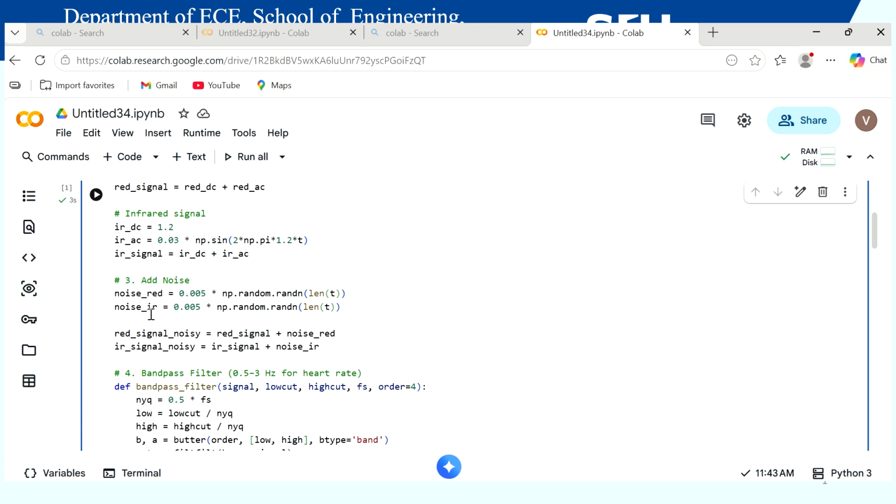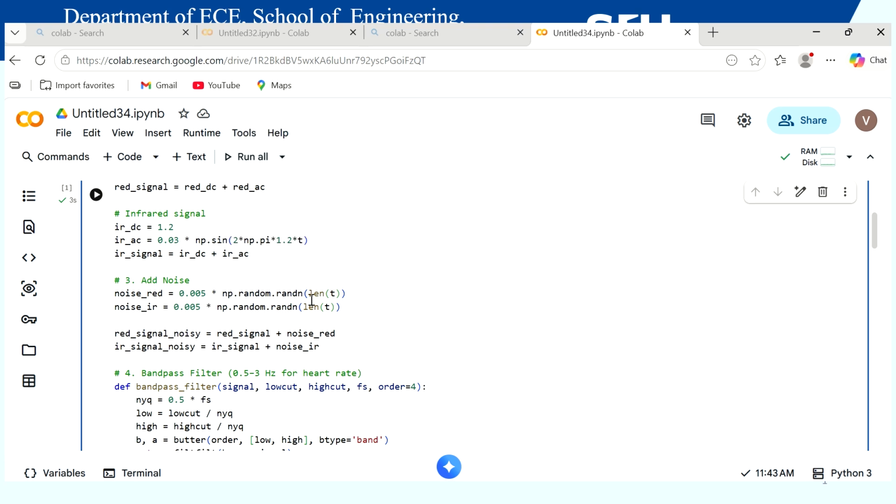So noise is added to the IR component as well as the red component. That is why two parts of noise components are taken here. Amplitude is the same, only 0.005. In the same way here, random noise. So why Gaussian noise from the random noise type is considered here.